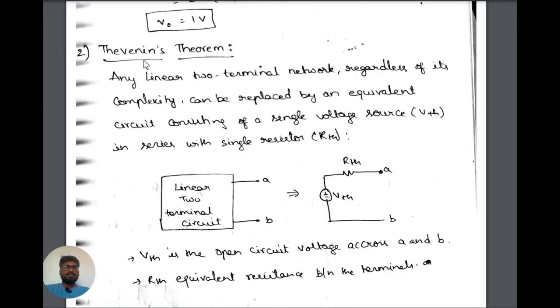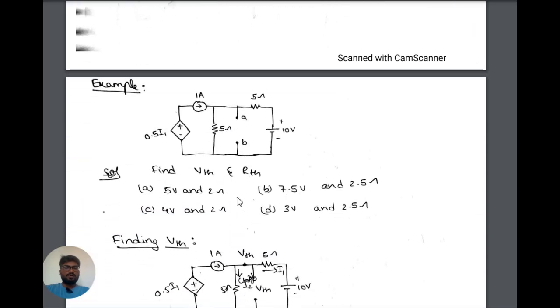We are going to the next theorem, Thevenin's theorem. Thevenin's theorem is also applied to a linear network. Any bigger network can be redrawn into a voltage source in series with a resistor. To find VTH and RTH, we can go through a small example.